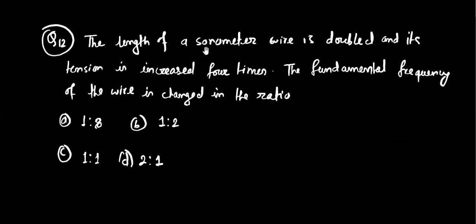Now here I think this is the last question for this discussion. The length of a sonometer wire is doubled and its tension is increased 4 times. The fundamental frequency of the wire is changed in the ratio.